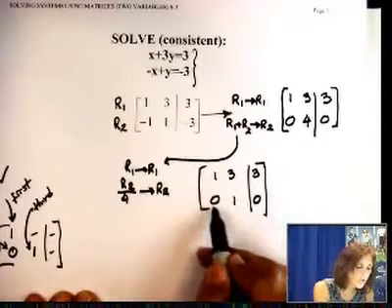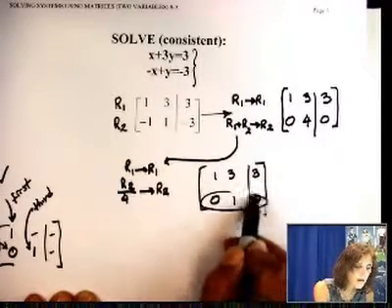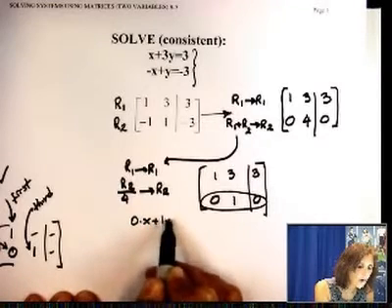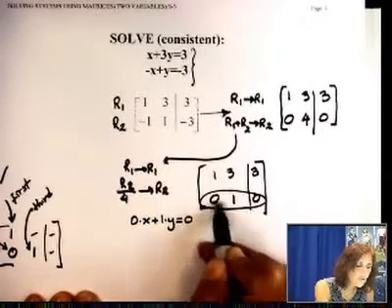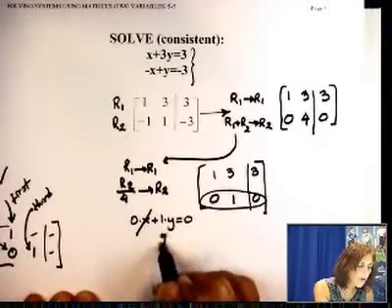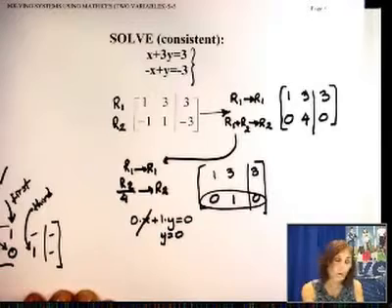So what you're going to do, you're going to take this row and you're going to go 0x plus 1y equals 0. Now this one goes, and what do you have? Y equals 0. Oh, okay.